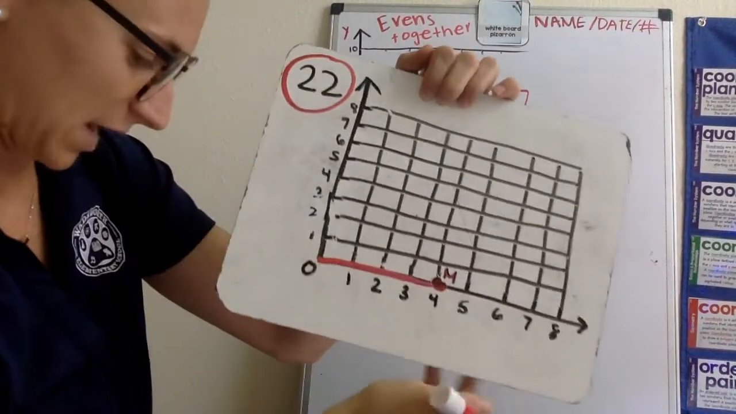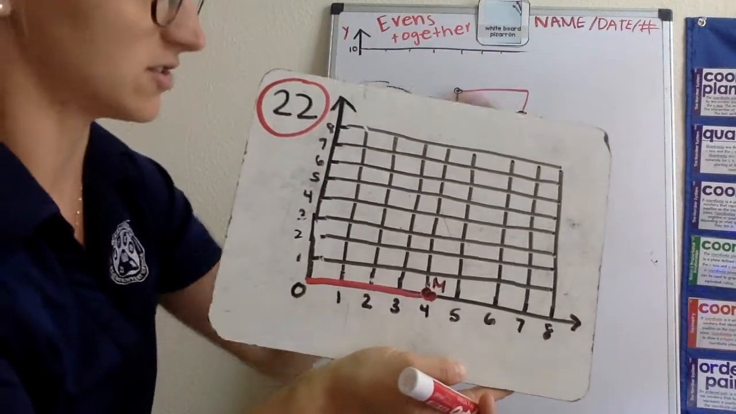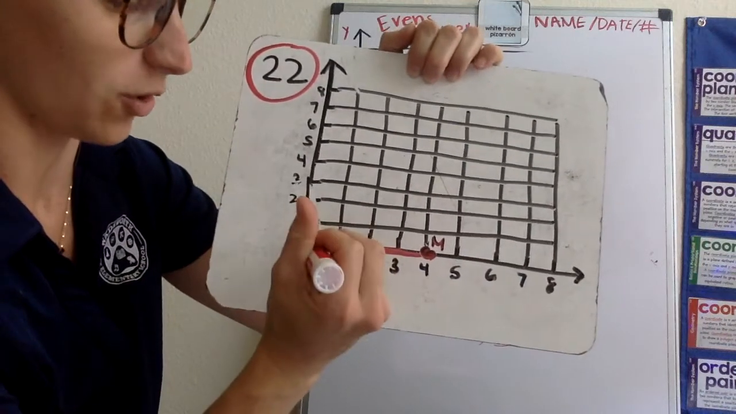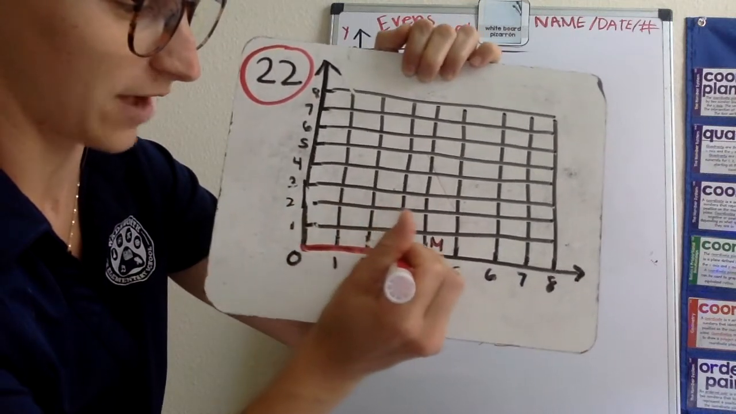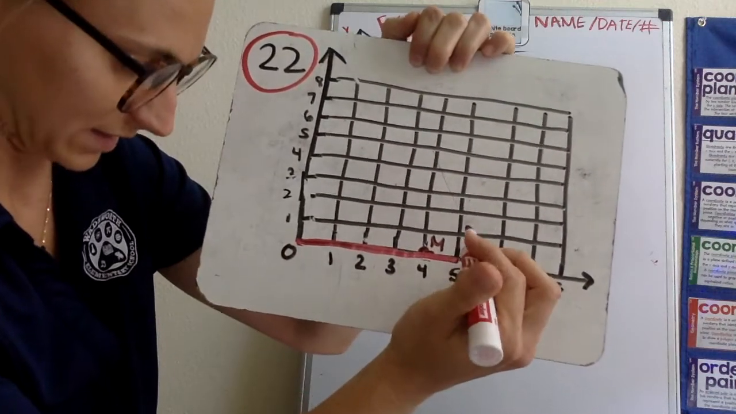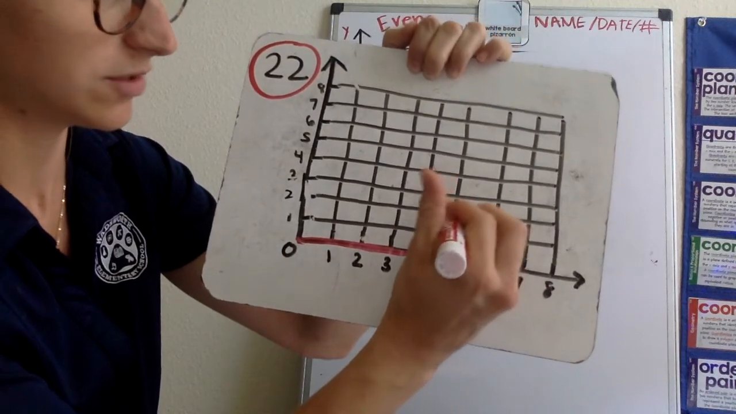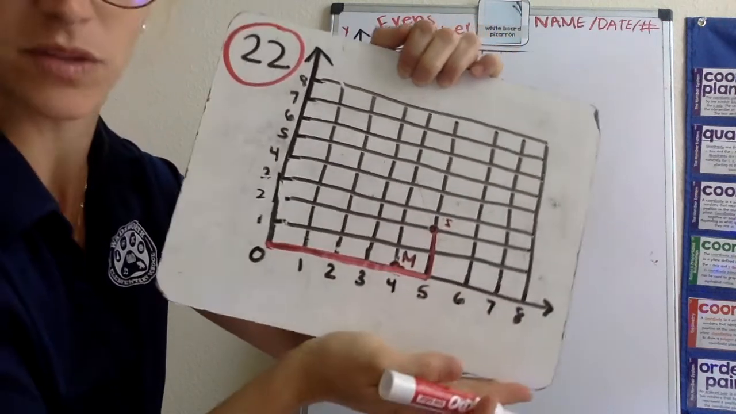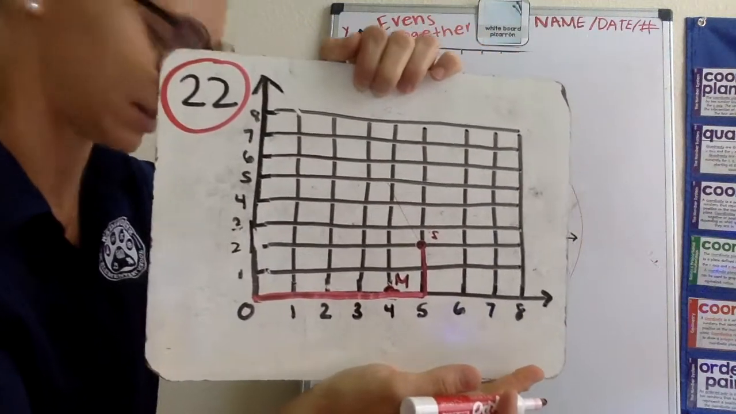Here we go. Okay, now we're going to do S. He goes to the sports center, which is 5, 2. We're going to start at the OG. We're going to crawl 5. 1, 2, 3, 4, 5. We're going to stand 2. 1, 2. Boom. That is our sports center. We're labeled with an S.